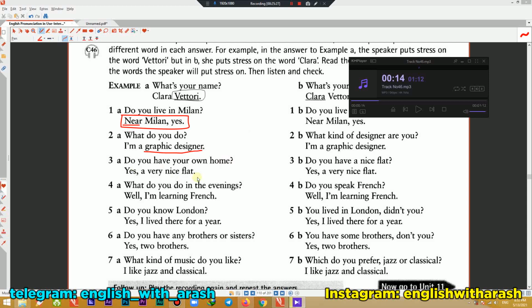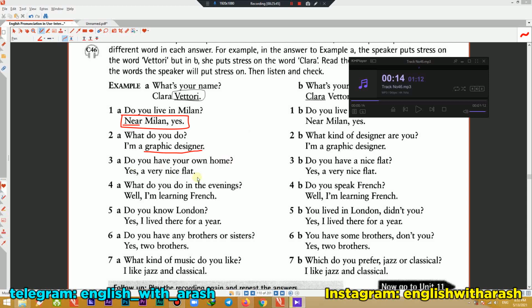Do you have your own home? Yes, a very nice flat. Is it raining in Tehran? I think it is. Or maybe no, it's just windy.